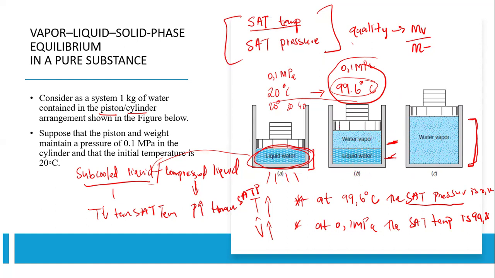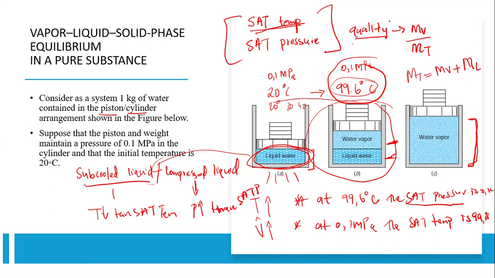Therefore, what's the temperature here? Saturation temperature. So at this saturation temperature, with this pure substance, the quality of this pure substance at this state is defined by the mass of the vapor to the total mass in the system. So the total mass is given by the mass of the vapor plus the mass of the liquid, which is water, liquid.